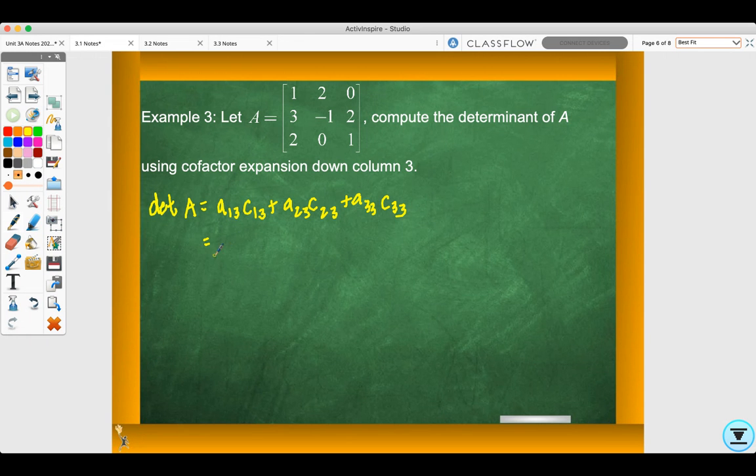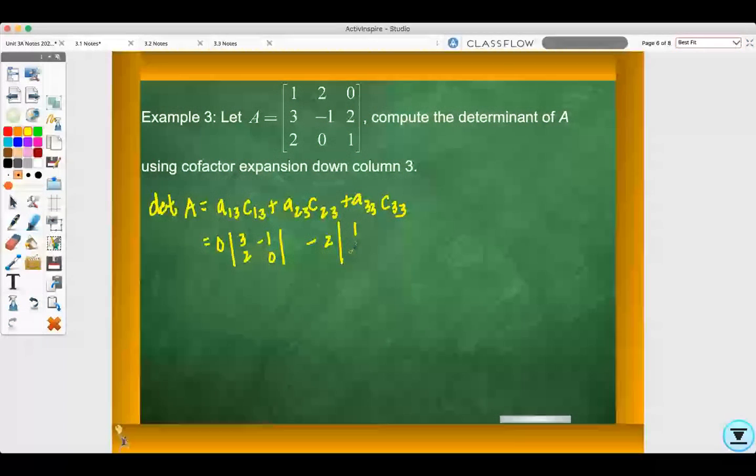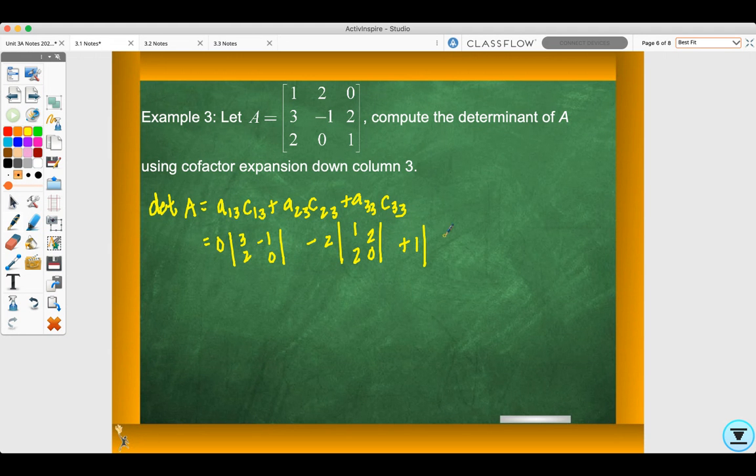Or 0, because that's row 1, column 3, times the determinant of 3, 2, negative 1, 0, minus 2 times the determinant of 1, 2, 2, 0. Plus 1 times the determinant of 1, 3, 2, negative 1. When I go ahead and find the determinant of this matrix, and this matrix, and add all my terms together, I should get 1. So why don't you try that on your own and double check your answer here, and you should get 1.